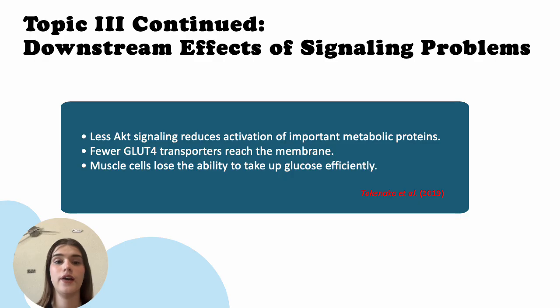So take Nagata et al. 2019, which shows this very clearly in muscle cells. When AKT2 activation drops, glucose uptake drops a lot too. So even though insulin might still be there, the cell can't respond the right way anymore.